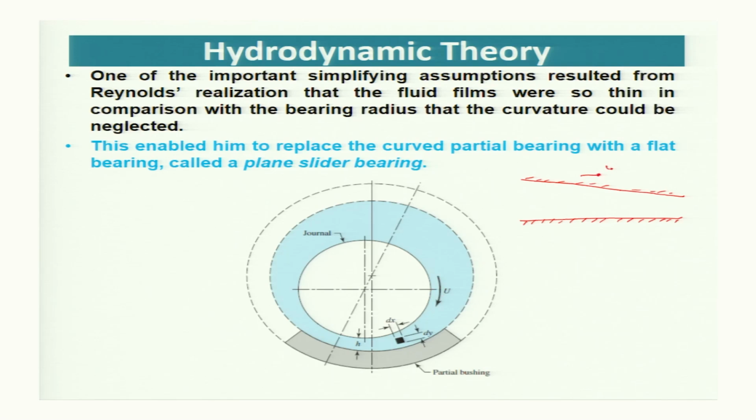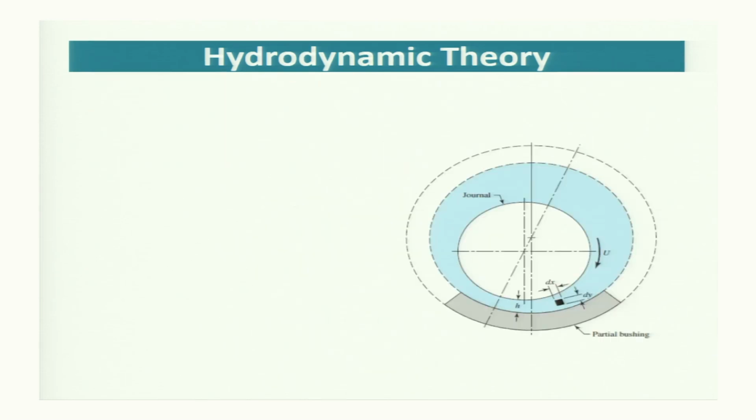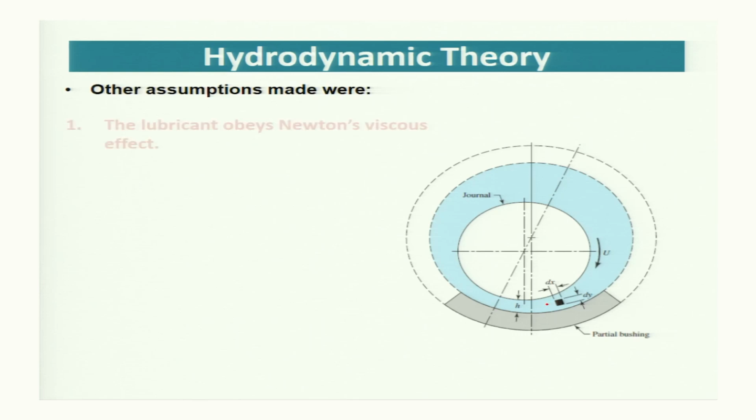So, this is your U. This enables Reynolds to replace the curved partial bearing with a flat bearing called a plane slider bearing. Now, other assumptions which were made in the mathematical modeling: the lubricant obeys Newton's viscous effect. The meaning is that the fluid inside the clearance space is a Newtonian fluid.